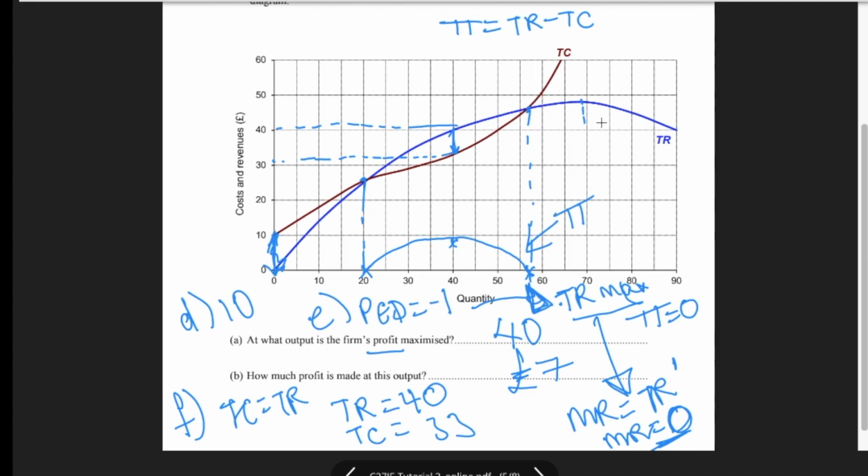So hopefully that makes a bit of sense. The solutions go up at the end of the week if you need to spend a little bit more time looking at this. But once you get your head around these graphs, they're really not too bad. Okay, let's move on then.